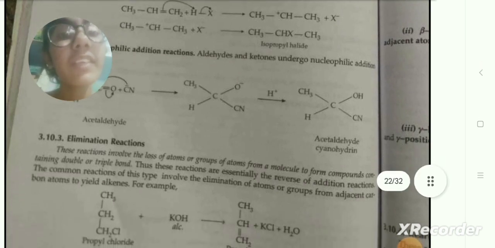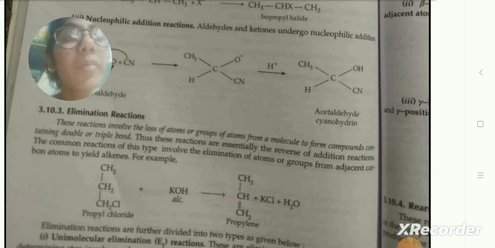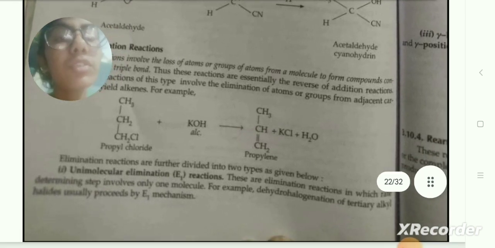Elimination reaction. The reaction involves the loss of atoms or groups of atoms from a molecule to form a compound containing double or triple bonds. Thus, these reactions are essentially the reverse of the addition reaction. The common reaction of this type involves the elimination of atoms or groups from adjacent carbon atoms to yield alkenes. For example, propyl chloride plus alcoholic KOH forms propylene. Elimination is further divided into two types as given below.